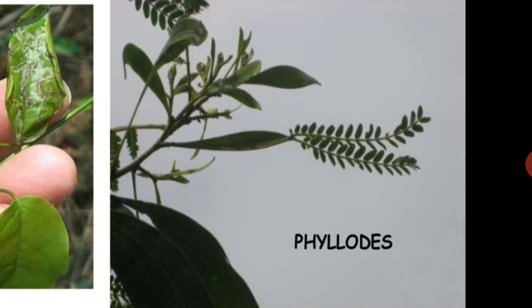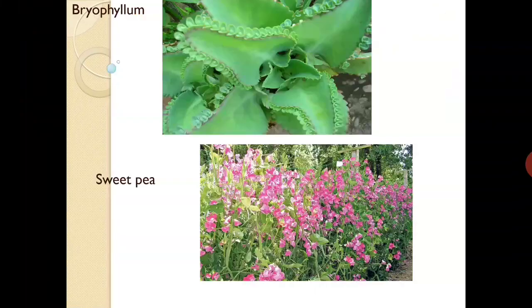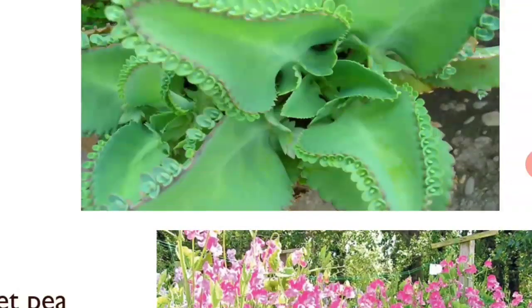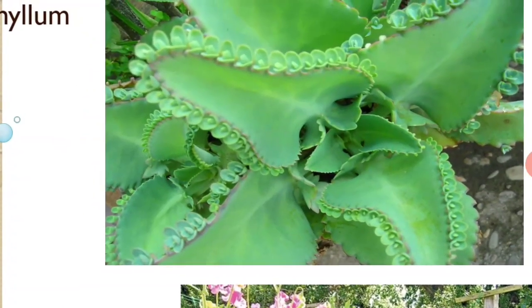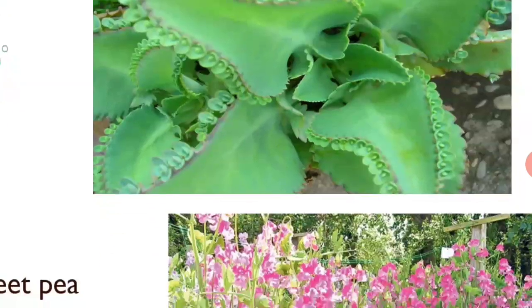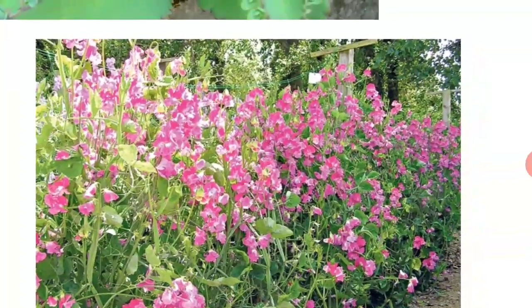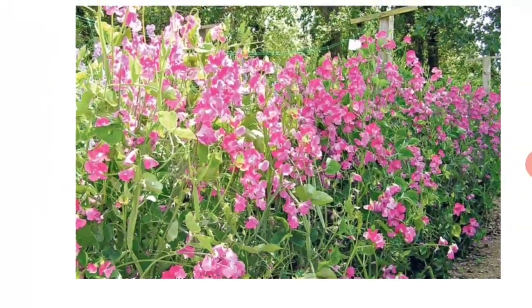Phylloclade-like structure is found in the Phylloclade plants. So such types of modification over here. And one Bryophyllum is there. You can see the leaves of the Bryophyllum. The margin of leaves develops into very small plants for the purpose of vegetative reproduction. In the sweet pea plants, there are tendrils, leaf tendrils.